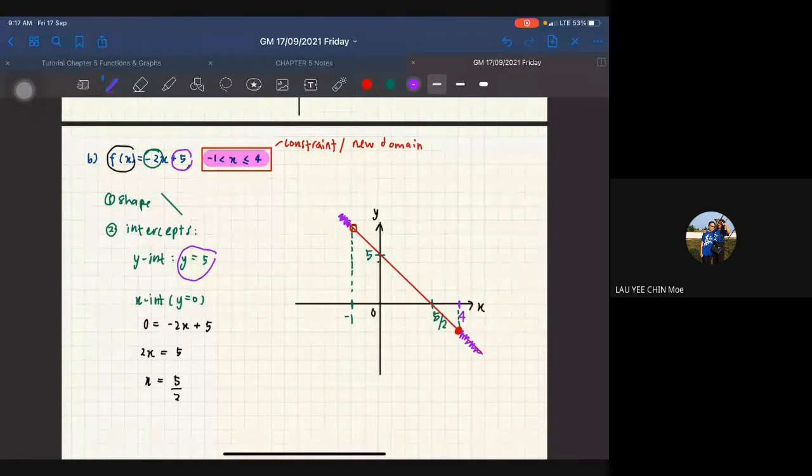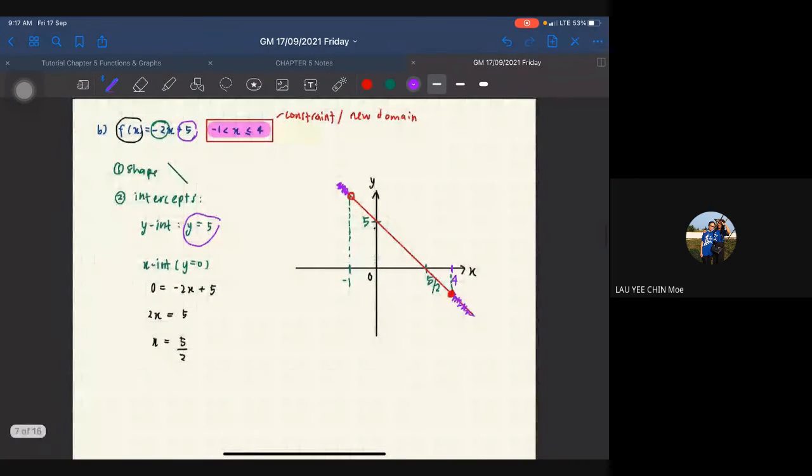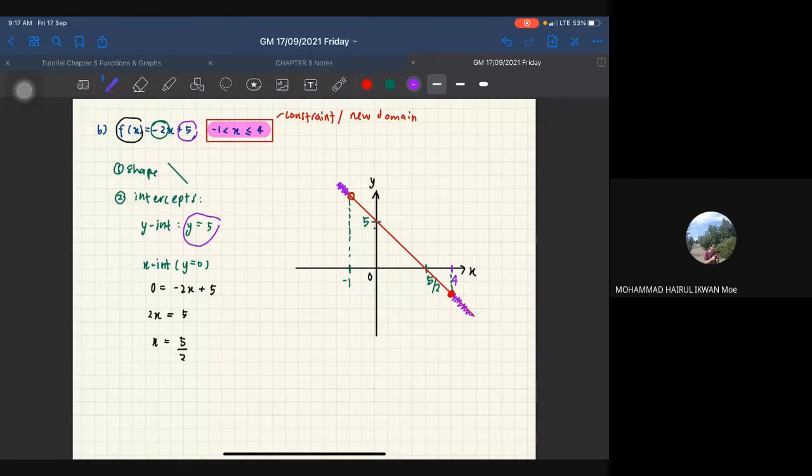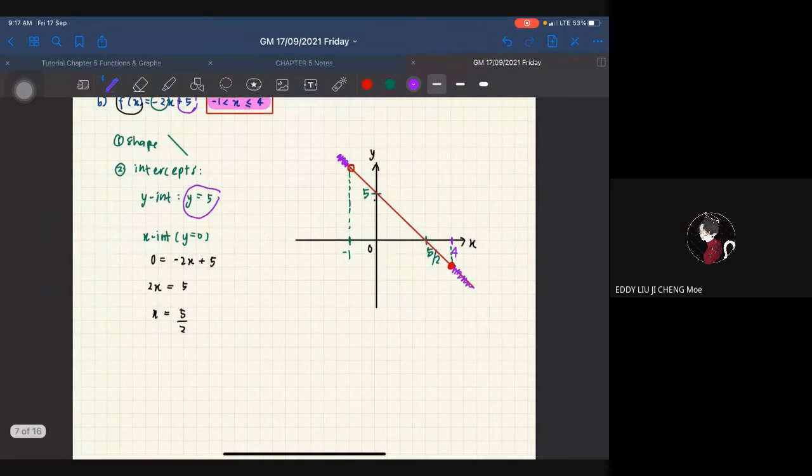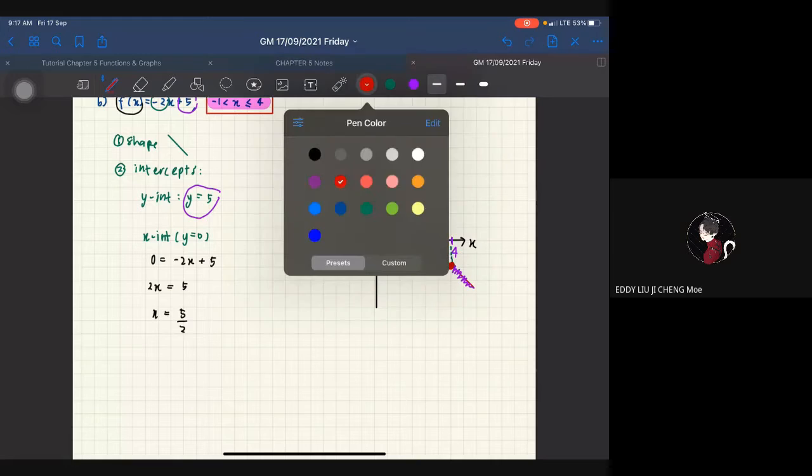Okay, so dah siap ke saya punya graf ni? Ada tak apa-apa lagi yang saya perlu cari? Belum. Belum? Apa lagi? The range. The range, okay, betul. So it's easier for you to do a table. So awak akan buat satu table.